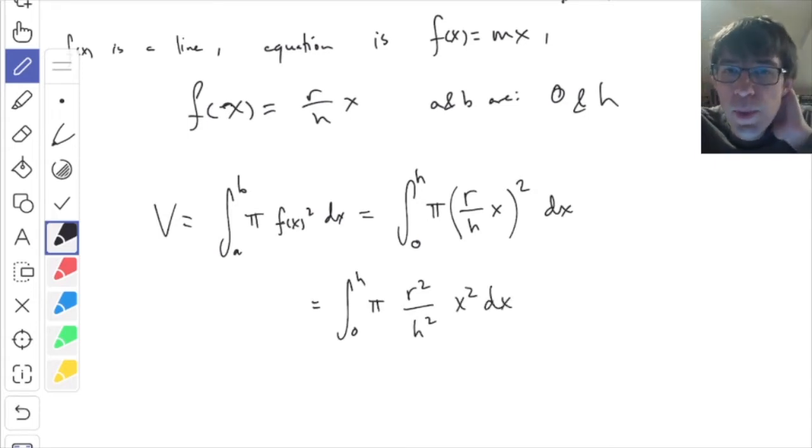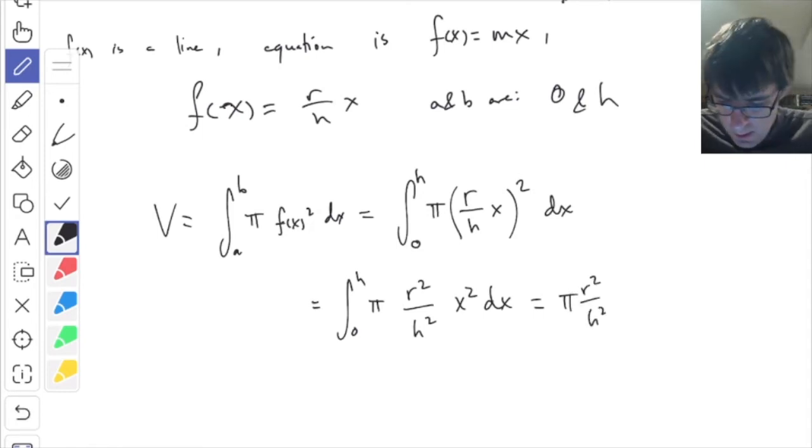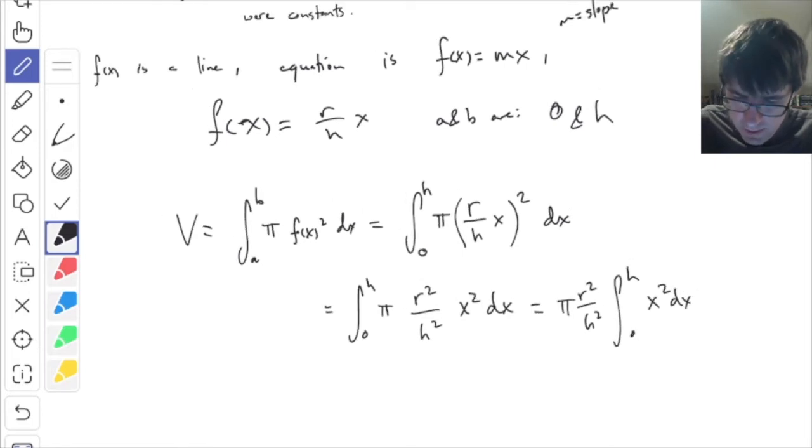And now, in preparation for doing the antiderivative, I'm going to factor out the constants. As always, I pull the pi out, but we are also treating r and h as if they were constants, so they can come out of the integral too. So out of the integral, I get pi r squared over h squared, times the integral from 0 to h of x squared dx. I kind of like how this is looking so far.